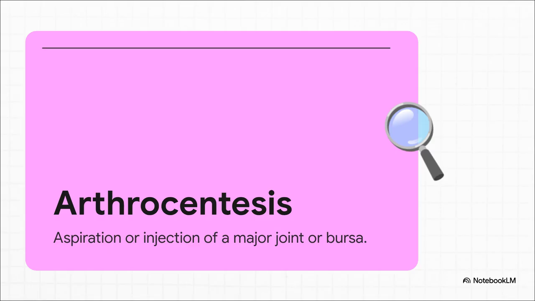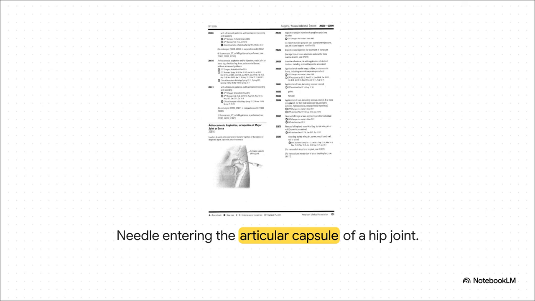But honestly, perhaps the most frequently coded procedure in this entire section is arthrocentesis. Now, if that sounds intimidating, don't worry at all. Arthrocentesis is really just a fancy medical word for sticking a needle into a joint capsule to either aspirate, which means draining out excess inflamed fluid, or to inject a medication, like a corticosteroid for pain relief. And sometimes the provider actually does both at the exact same time. This perfectly anchors what we're talking about. You can see the exact moment the needle penetrates the articular capsule of a major joint, which in this case is the hip. You can easily visualize the provider either pulling back on that syringe to remove fluid or pushing the plunger to deliver the therapeutic agent directly into the joint space.